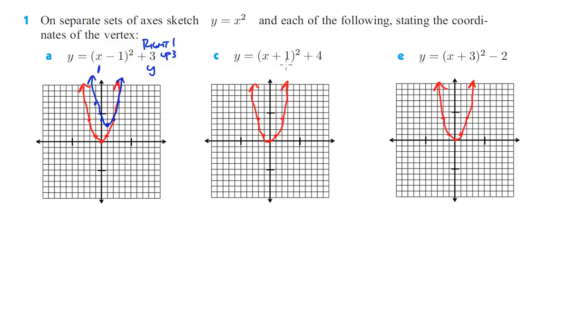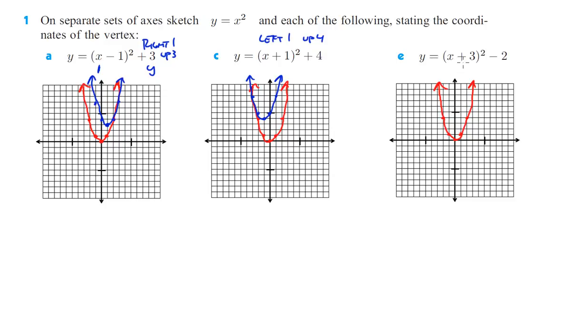Okay? So for this one, negative 1 plus 1 is 0, so this is left 1, and it's positive 4, so it's up 4. So we go to the left 1 and then up 4. There's our vertex, and then up 1 over 1 to the left, up 1 over 1 to the right, and then up 3 over 1, up 3 over 1, and then here's our new parabola here. Okay? Same idea with E.